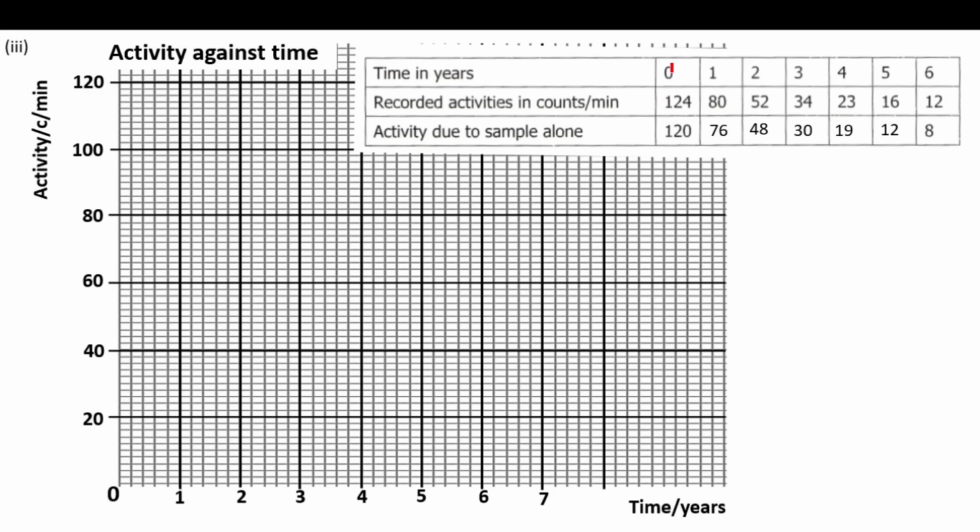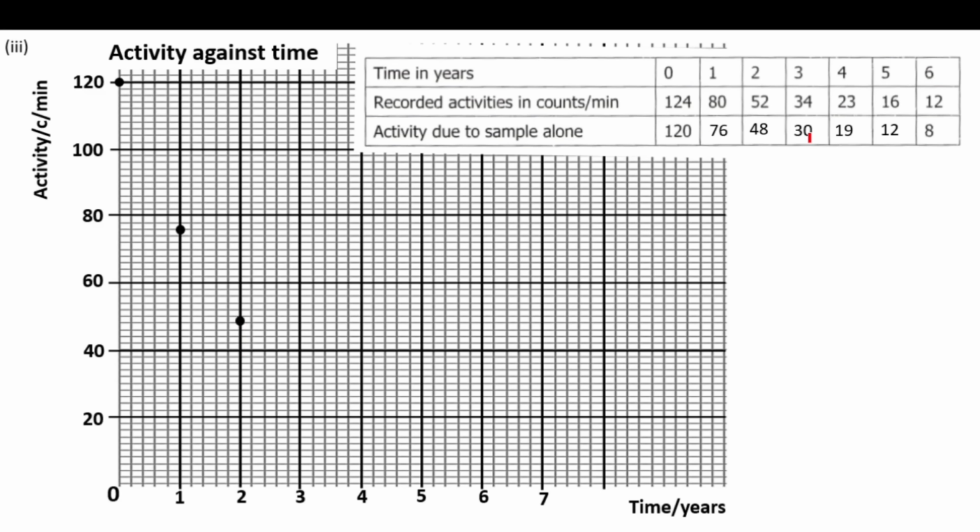So we'll say 0, 120, somewhere there. We'll put a point there. Then 1, 76. So this is 60, 62, 64, 66, 68, 70, then 72, 74, 76 there. Then this one will be 2, 48. This is 40, 42, 44, 46, 48 somewhere here.